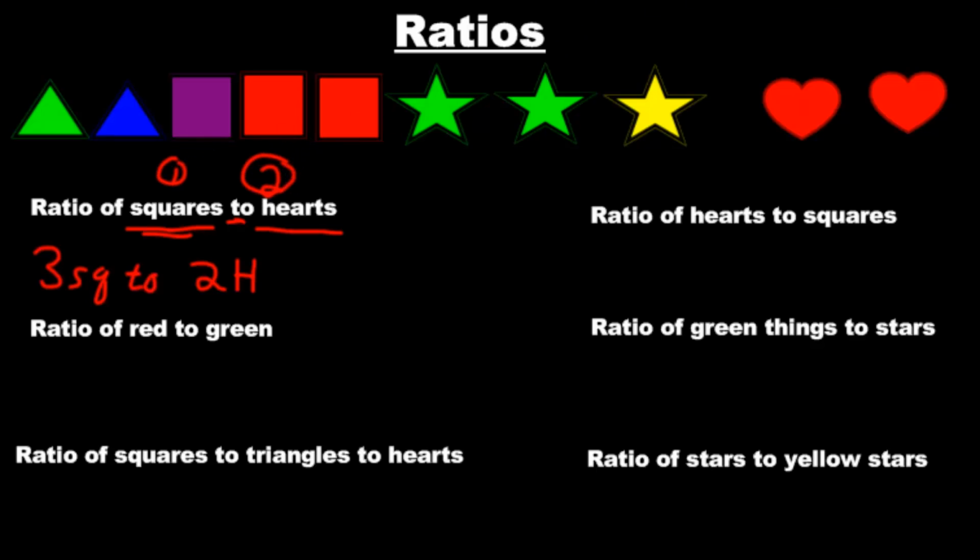The second way of expressing that ratio is to write it with dots in between the numbers. So we have 3 squares like that. We're going to put dots and then 2 hearts. Pretty simple. Here's number 1. Here's number 2. The last way is to stack them like a fraction. So we have 3 squares over 2 hearts.